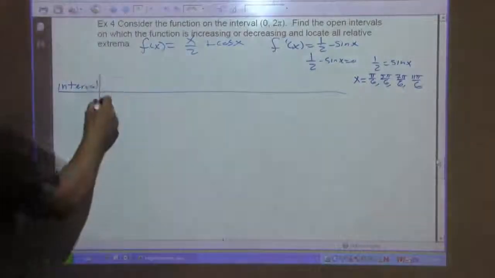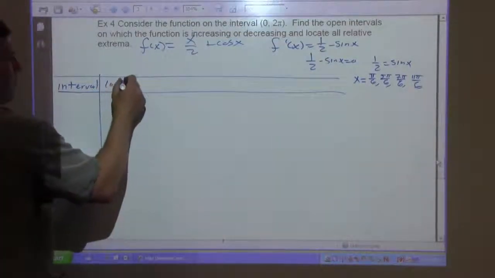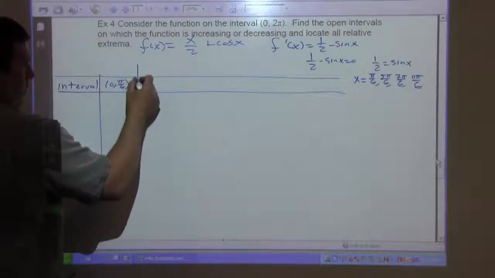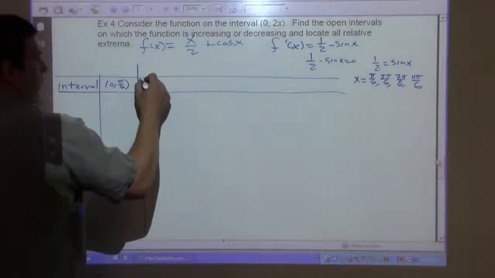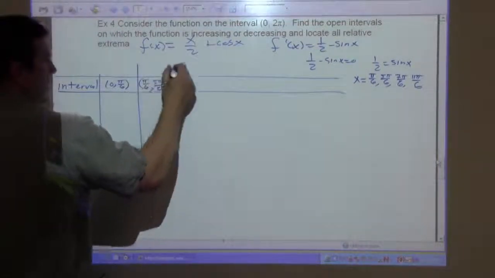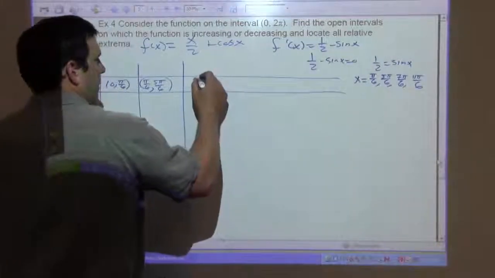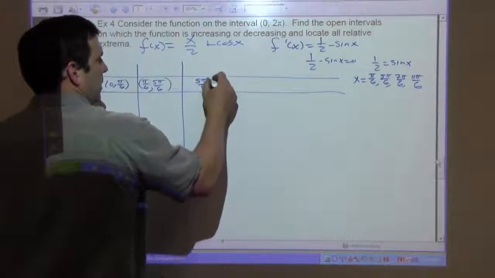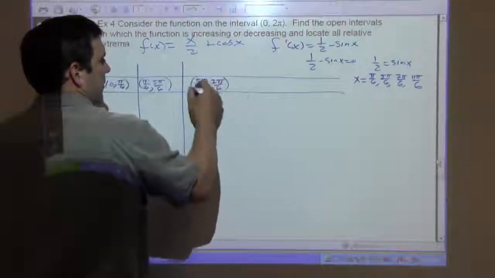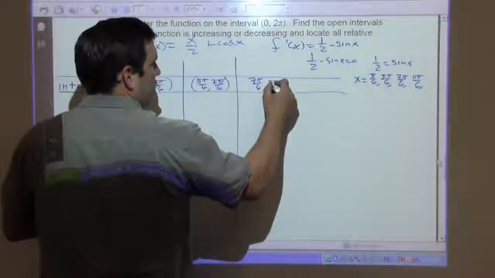So we'll have the intervals: we have 0 to pi over 6. We have pi over 6 to 5 pi over 6. We have 5 pi over 6 to 7 pi over 6. And then we have 7 pi over 6 to 2 pi.